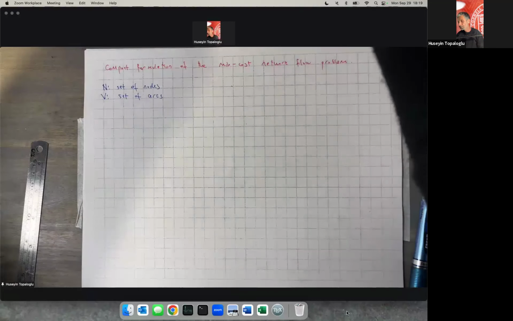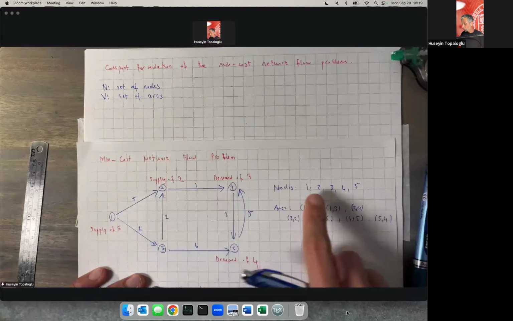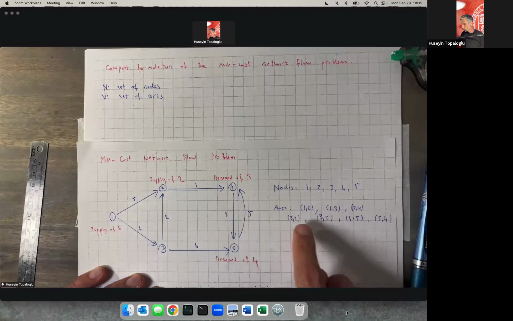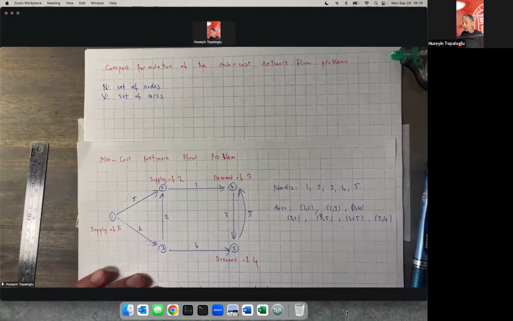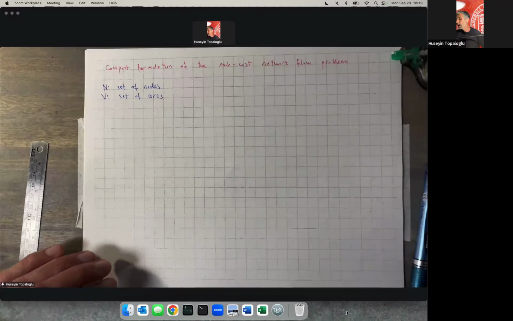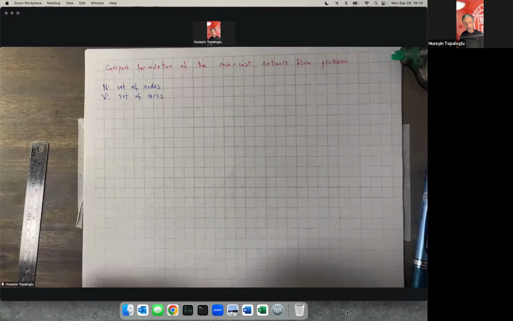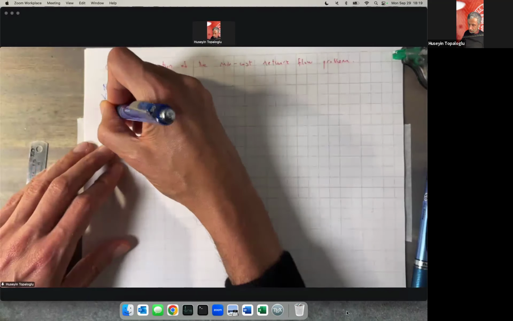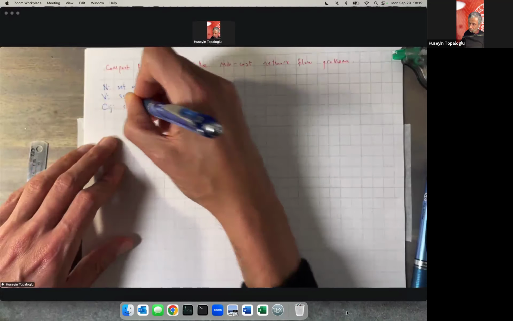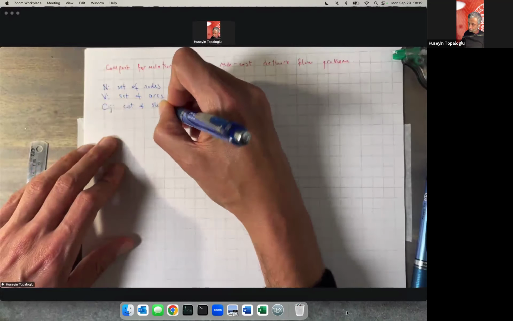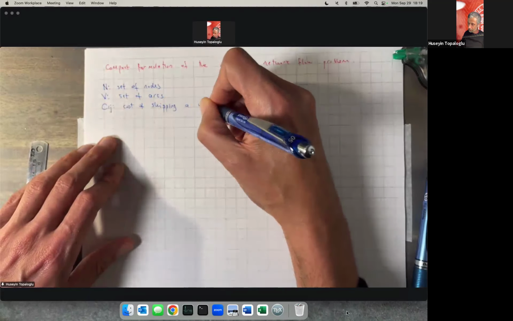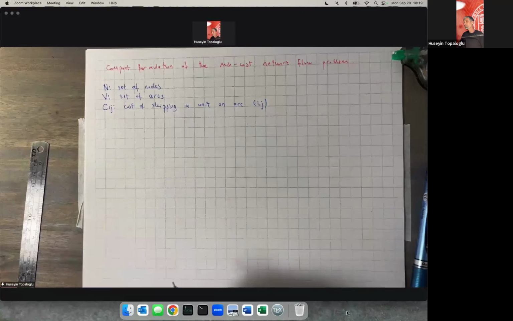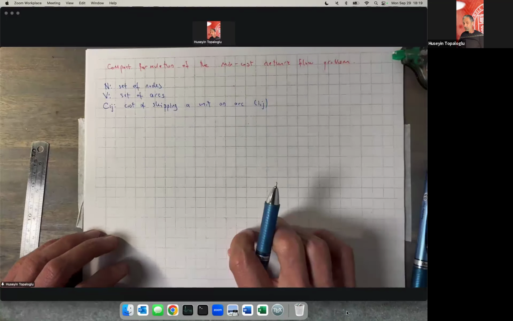Here in this example, the set of nodes are 1, 2, 3, 4, 5. The set of arcs are (1,2), (1,3), (2,4), (3,2), (3,5), (4,5), (5,4). What other data do we have for our min cost network flow problem? Another data we have is the cost of shipment over each one of these arcs. So let's say c_ij is the cost of shipping a unit on arc ij. So those are the shipment costs on each one of the arcs in the network.